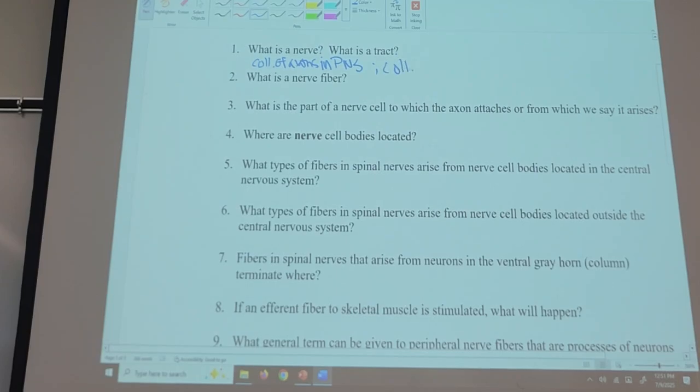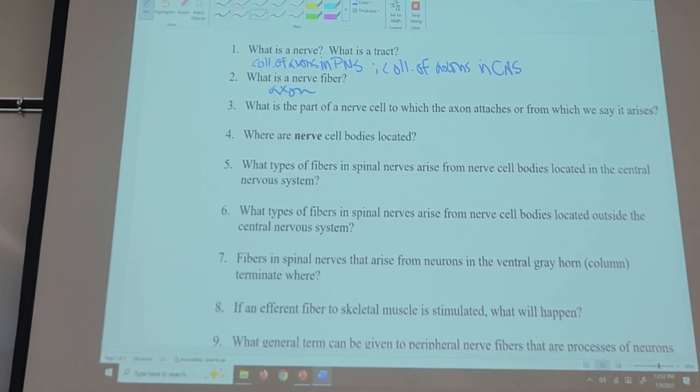Collection of axons in the CNS. Good. Okay. What is a nerve fiber? It's an axon, right? It's an axon. Remember, a muscle fiber is a muscle cell, but that's not the same in the nerve system.